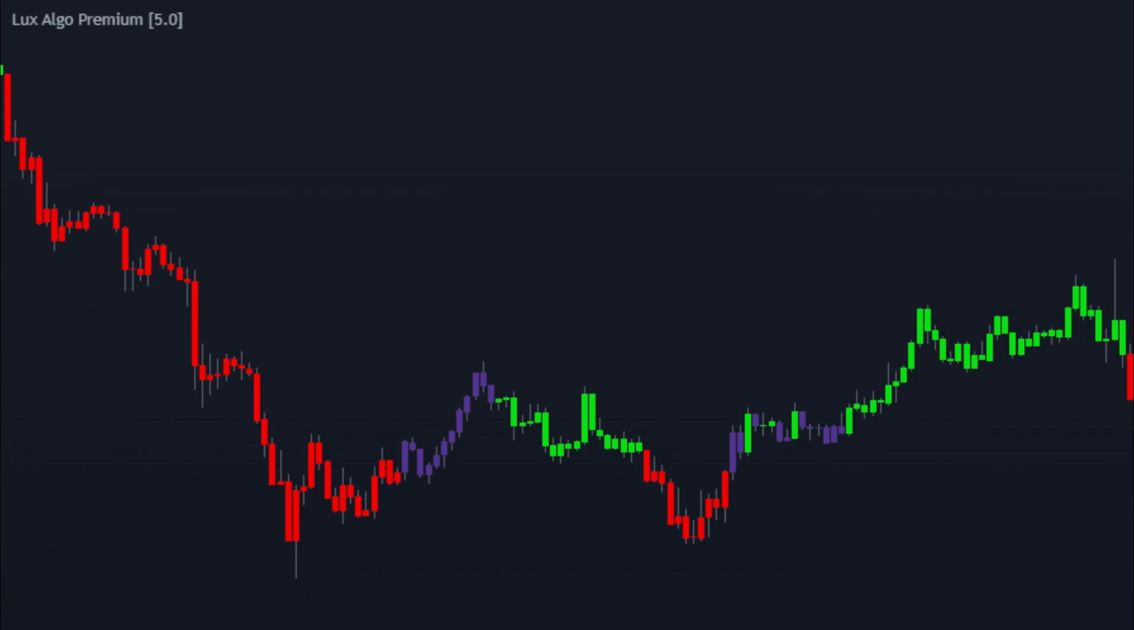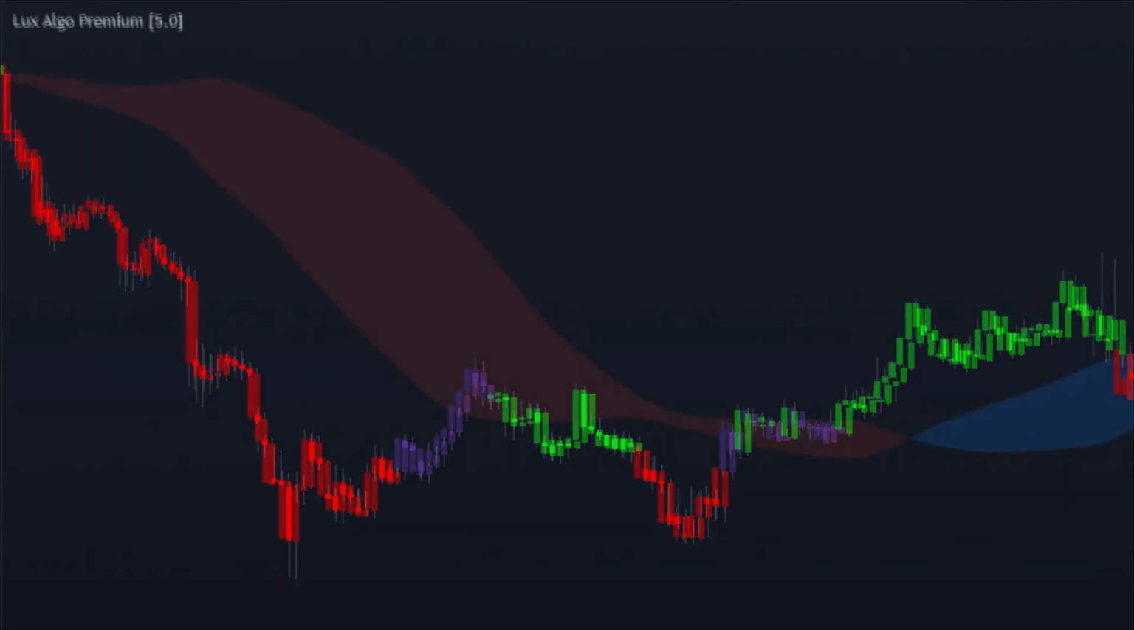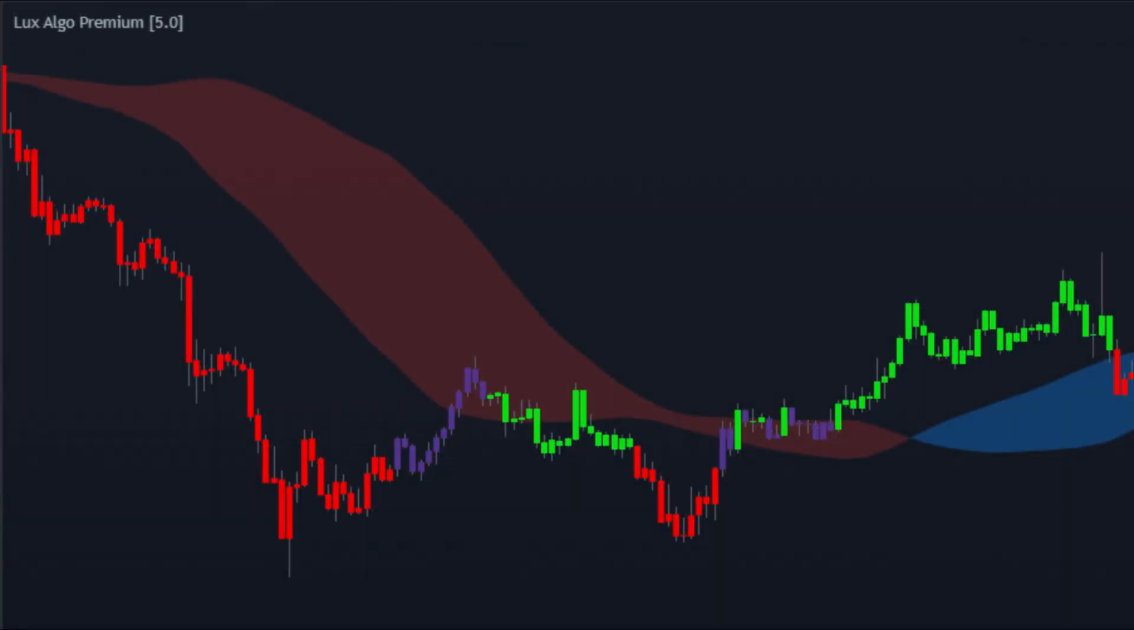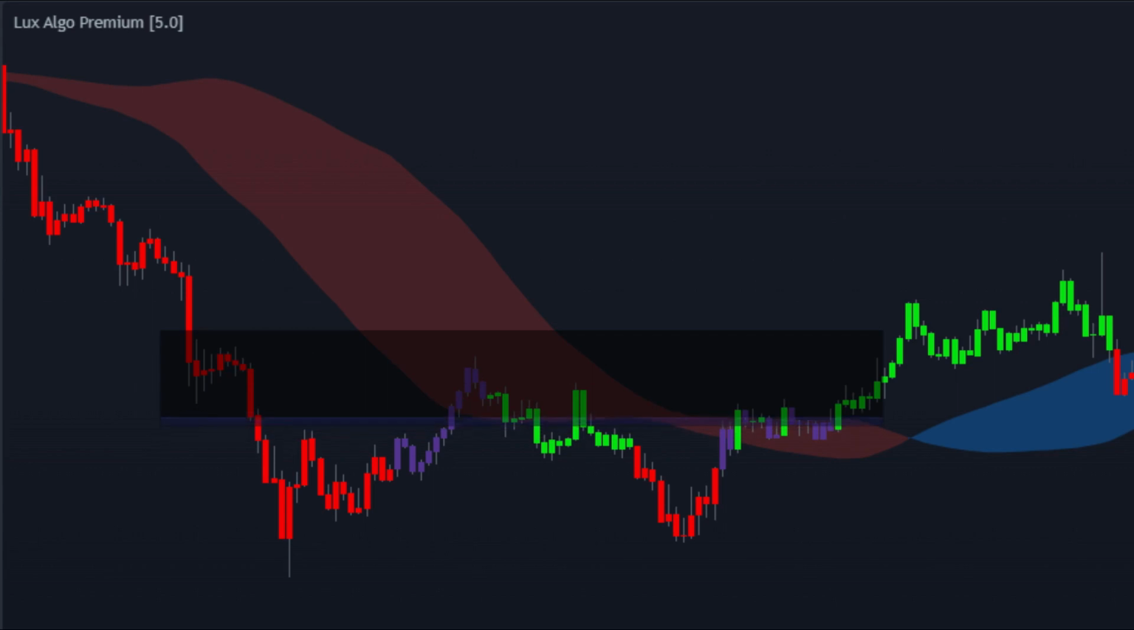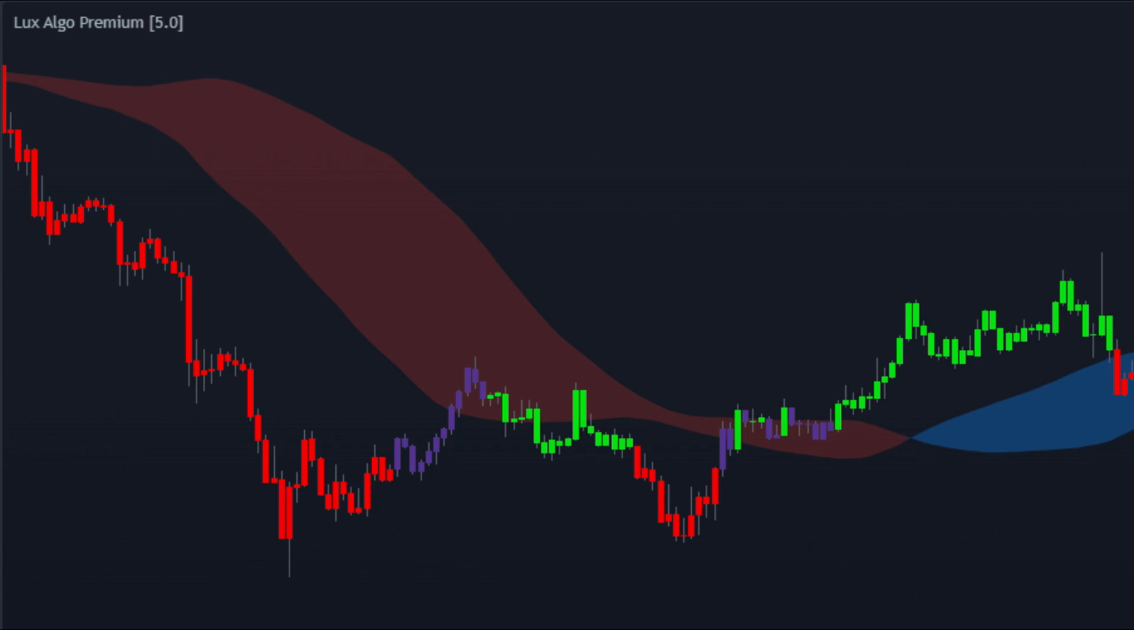Here you can see price is in a downtrend, staying below the NeoCloud. Price tries to break to the upside, but this is just a fake out, not a breakout, as identified by the NeoCloud. The breakout isn't confirmed until price fully passes through the NeoCloud, as we can see here.